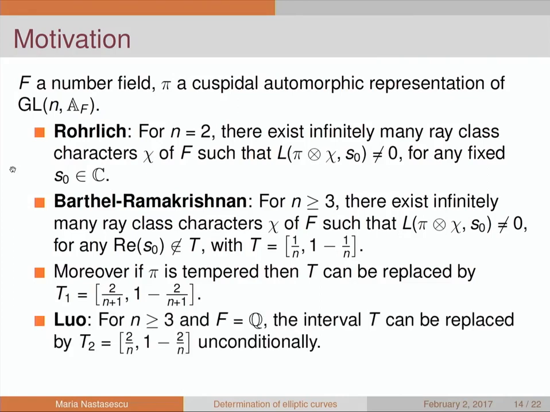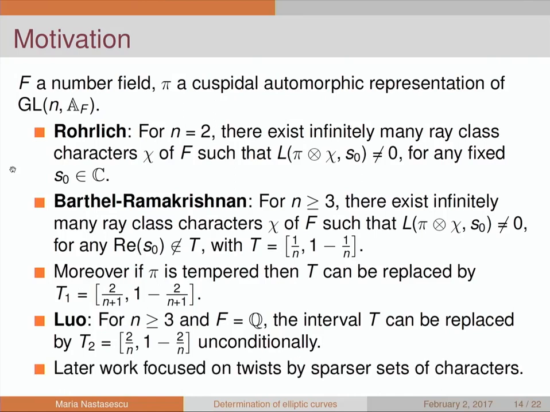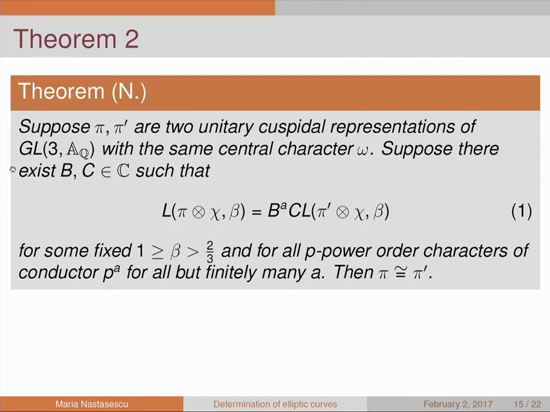And so Luo showed that if we fix the number field to be Q, then the interval can be further improved unconditionally. More specifically, he showed non-vanishing at the center when n is equal to 3. So later work focused on sparser sets of characters. So you twist, but you don't include all characters, just sparser sets.